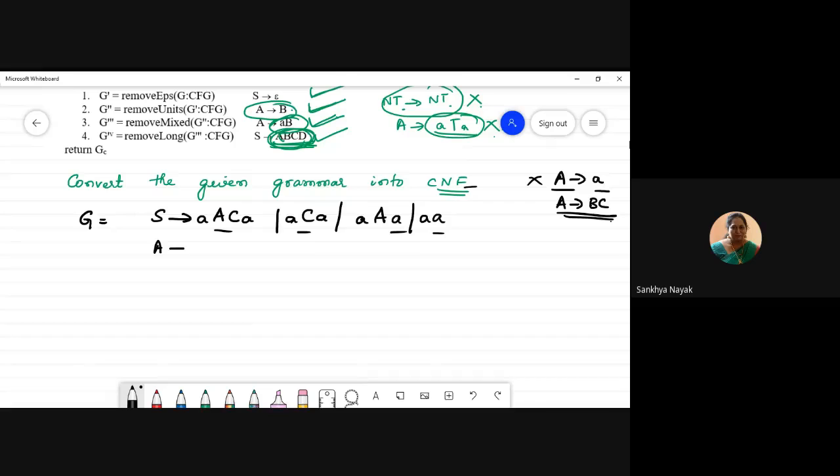Also, A derives EC or E, B derives EC or E, and C derives E or EC. Other than A derives E, B derives E, C derives E, nothing else is in CNF form. So you have to convert. The first rule for you is to check if there is an epsilon production and remove them.